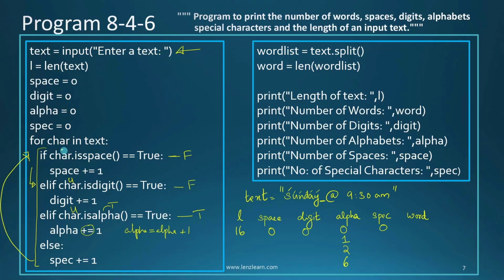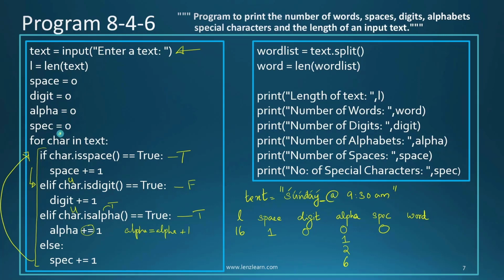Now I will check if the current value of character is space. Now this will be true. In that case, I will increase the count of space variable by 1. So now I will have space value incremented to 1. Okay. Next I have @.